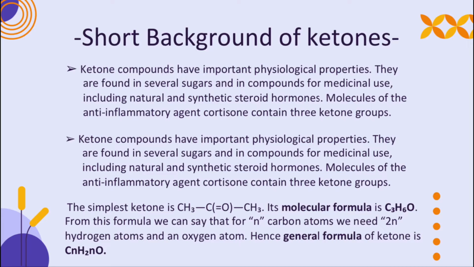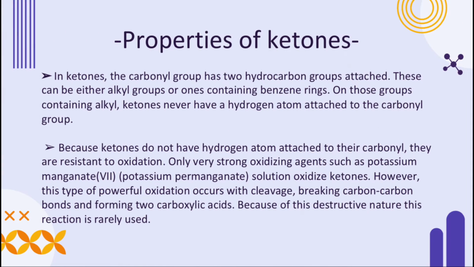The simplest ketone is this example. Its molecular formula is C3H6O. From this formula, we can say that for n carbon atoms, we need 2n hydrogen atoms and an oxygen atom. Hence, the general formula of ketone is CnH2nO. Now, let us tackle the properties of ketones.